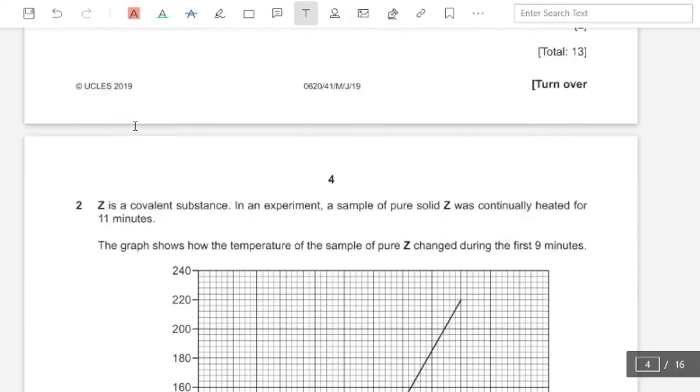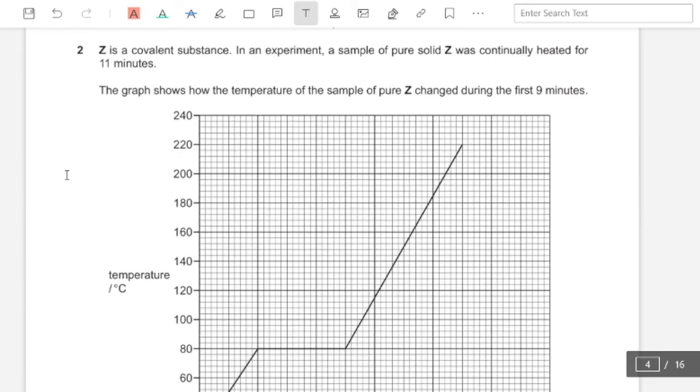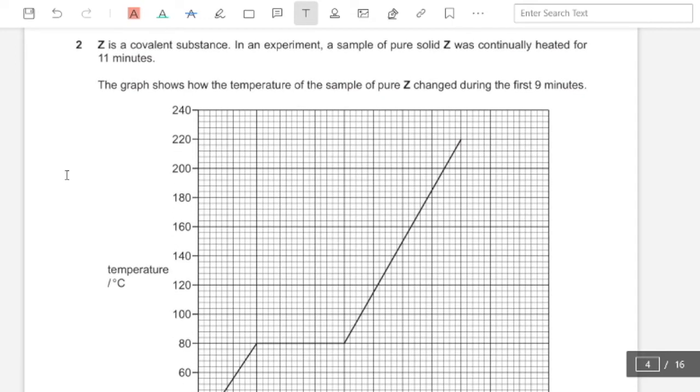All right. Moving on to question number 2. Z is a covalent substance. In an experiment, a sample of pure solid Z was continually heated for 11 minutes.